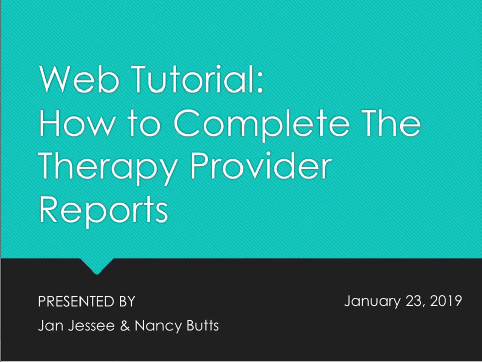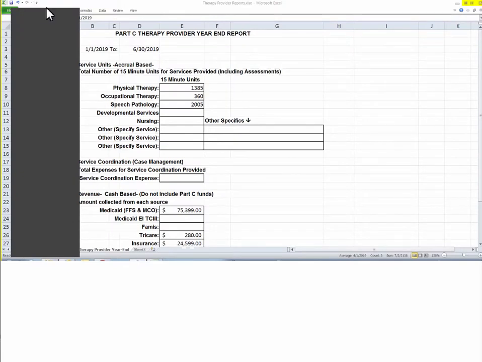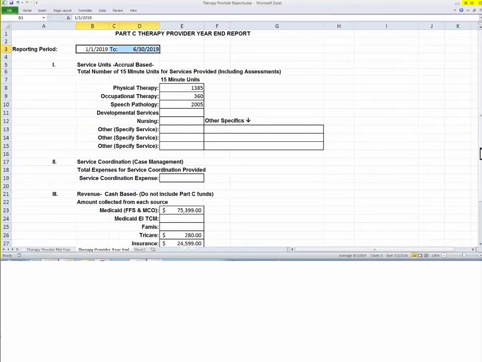Hi, I'm Nancy Butts. I'm a physical therapist. And I'm Jan Jesse, also a physical therapist. We work with Professional Therapies of Roanoke, which is a Cora clinic.